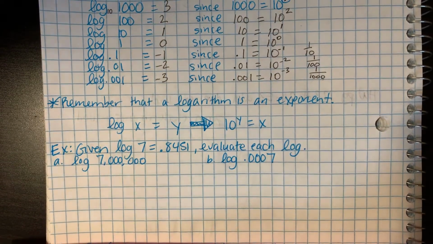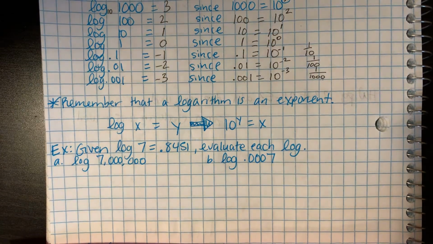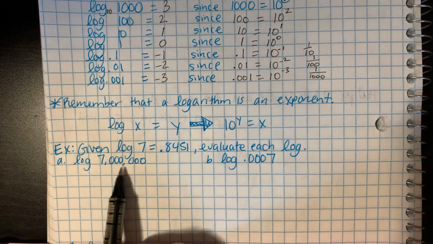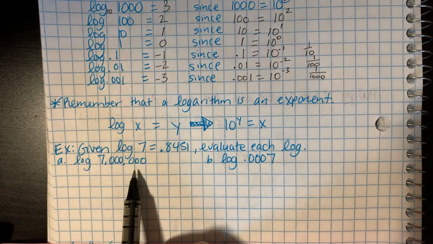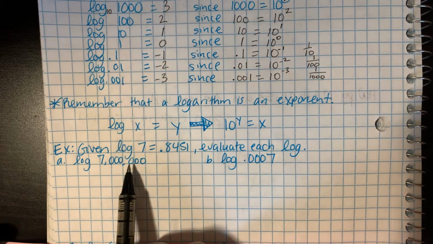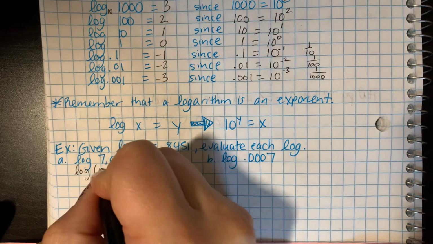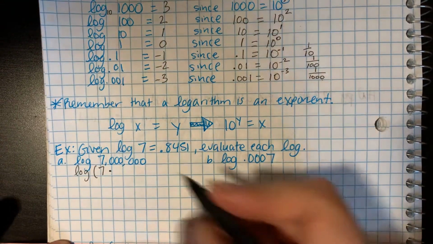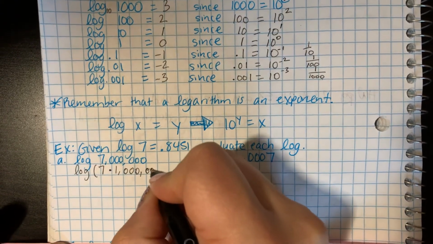Example, given that log 7 equals this, evaluate each logarithm. So let's separate 7 million into 2 components that will help us to be able to solve. So I'm going to separate it into log of 7 times log of 1 million.